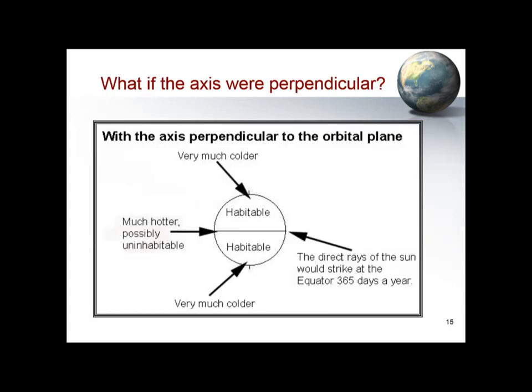And you can see the photo about what if the axis were perpendicular to the orbital plane. For example, it would be very much colder, much hotter, possibly uninhabitable, and the direct rays of the sun would strike at the equator 365 days a year, and it would be very much colder.